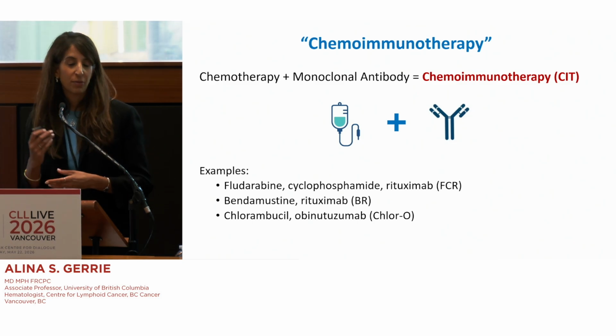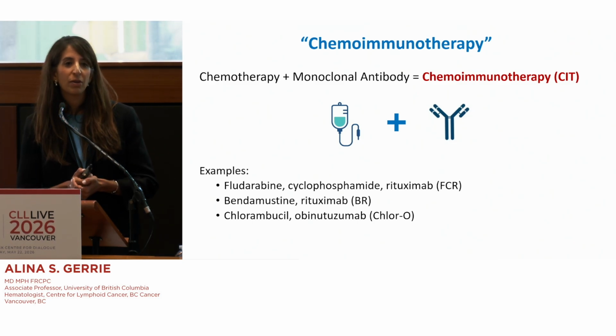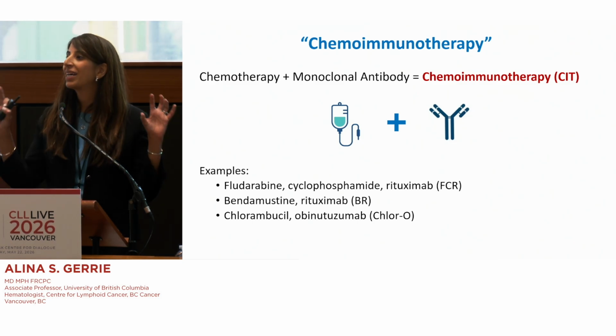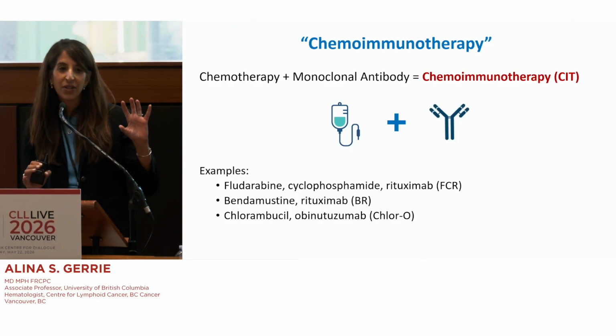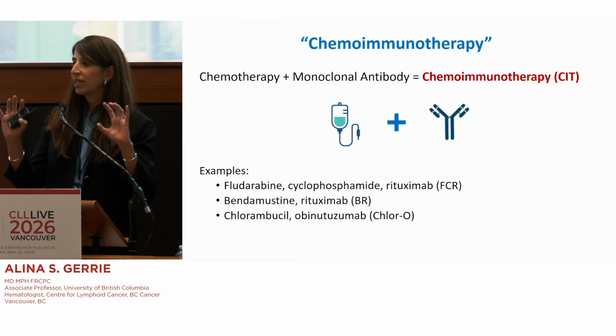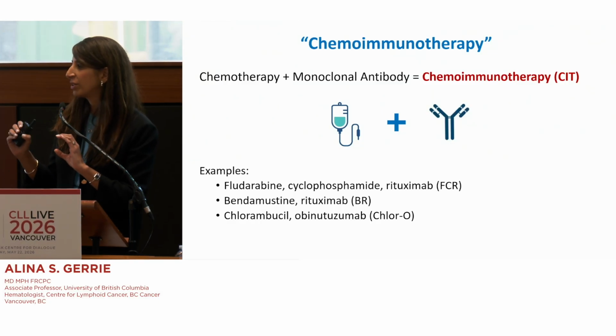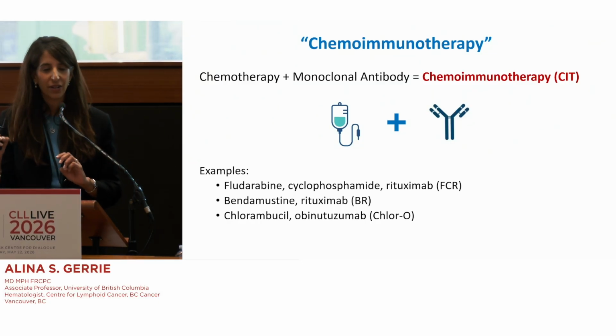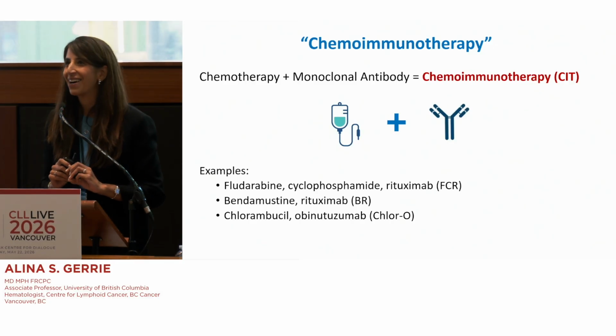So we use this term a lot in CLL called chemoimmunotherapy. What this means is combining these two things. Chemotherapy plus your monoclonal antibody is something we call chemoimmunotherapy, and we use the abbreviation CIT. I have it in another slide, so that's why I'm telling you now.